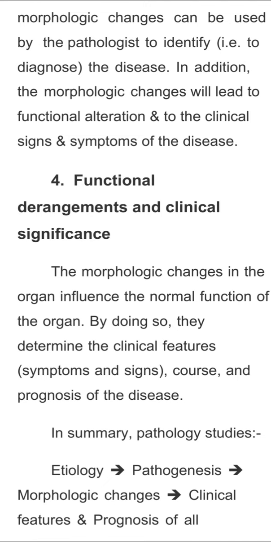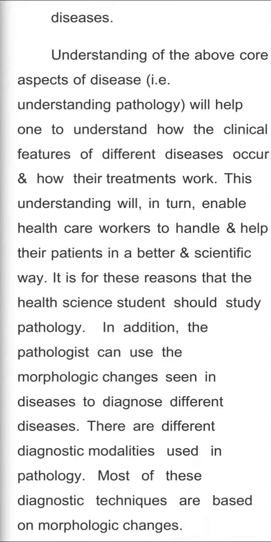In summary of the pathology studies, the first one is etiology. This leads to the pathogenesis, and this leads to the morphologic changes, which at last cause the clinical features and the prognosis of the disease. Understanding the above core aspects of disease, that is understanding the pathology, will help one to understand how the clinical features of the different diseases occur and how the treatment works.